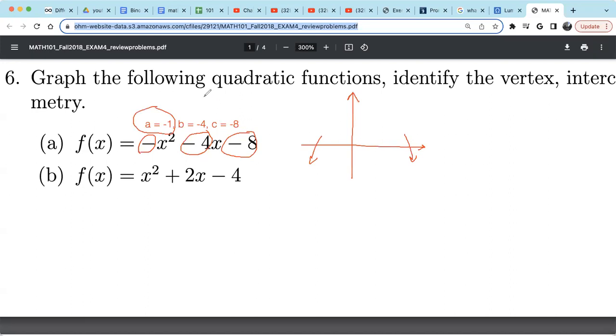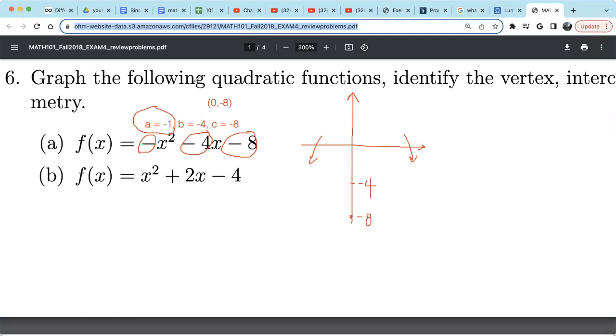So what does C do for us? The C, in standard form, (0, C), in this case (0, -8), is a y-intercept. So -8, I have to draw this longer. Let's see, -8 is approximately somewhere here. And this will be -4. So this point, (0, -8) is y-intercept.